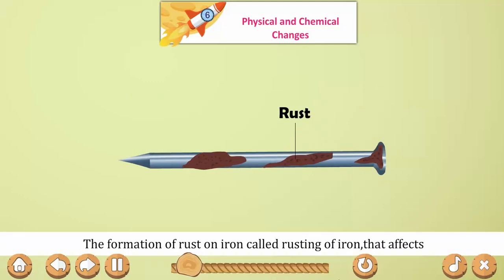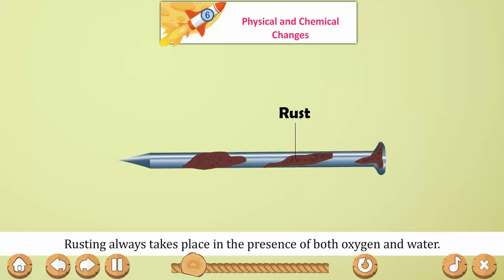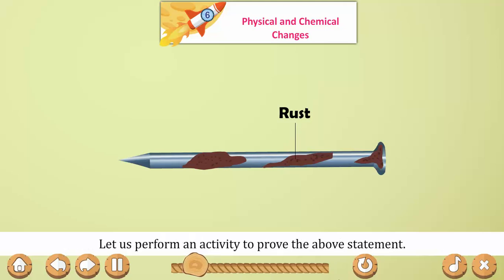The formation of rust on iron is called rusting of iron. That affects iron particles and slowly destroys them, leading to considerable loss. Rusting always takes place in the presence of both oxygen and water. Let us perform an activity to prove the above statement.